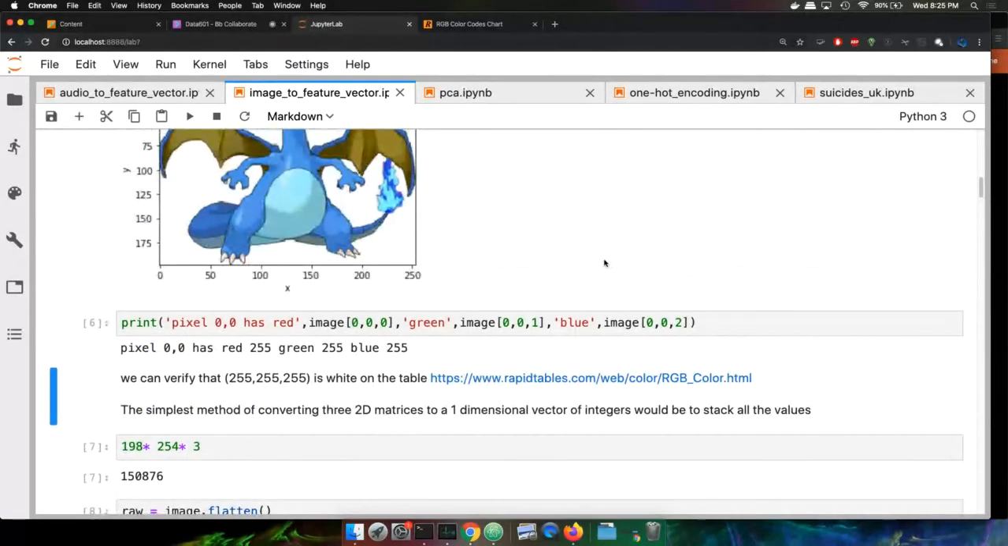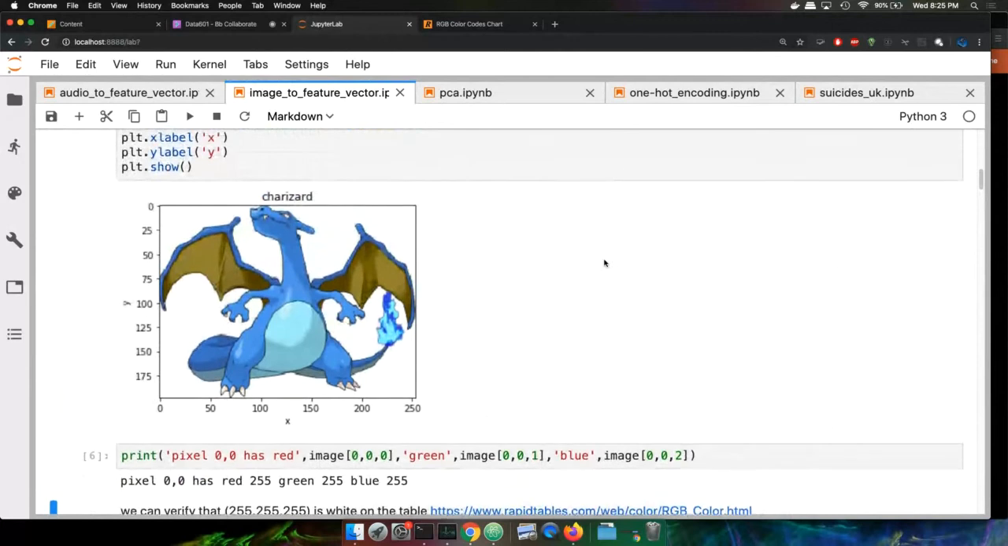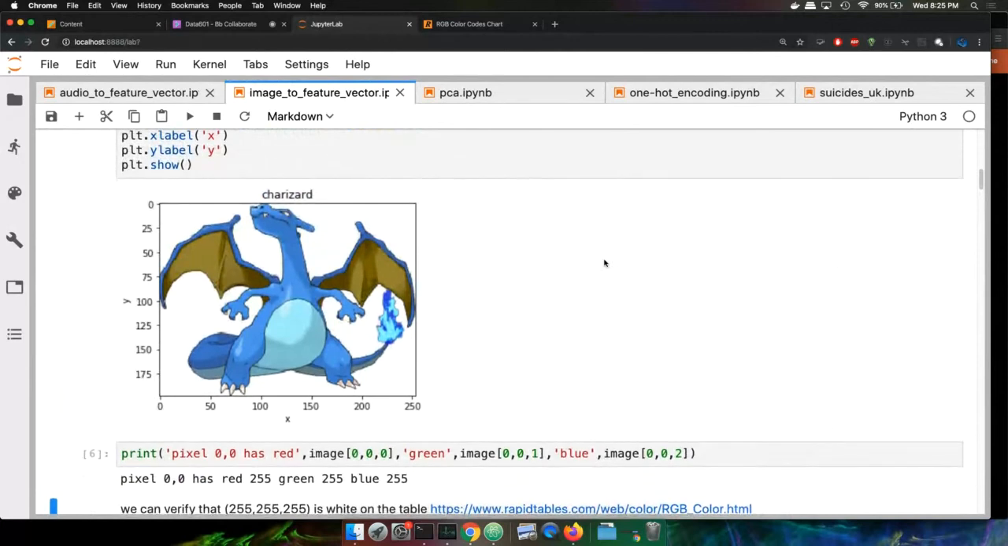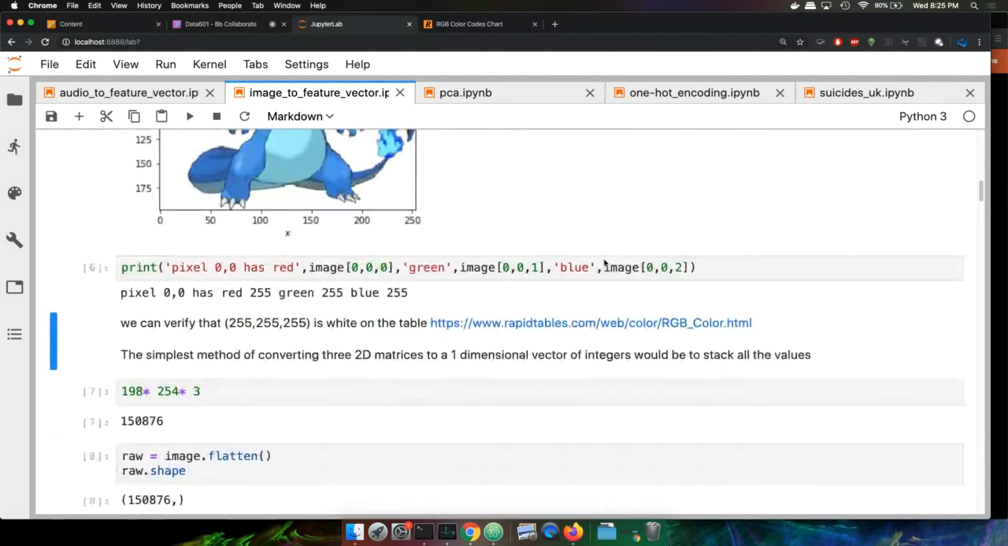I'm not familiar with saturation numbers. So I'm assuming that it's out of a total number, right? Out of 0 to 256 or 0 to 255. 255 is the highest number. Yes. Oh, okay. Yeah. That is white.